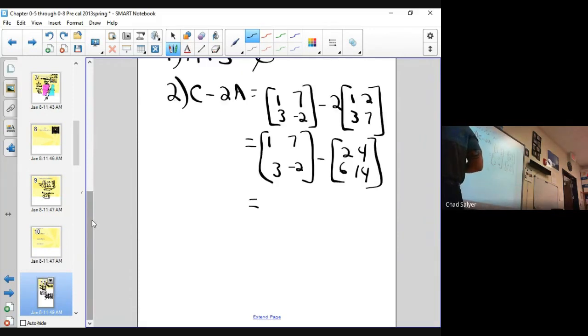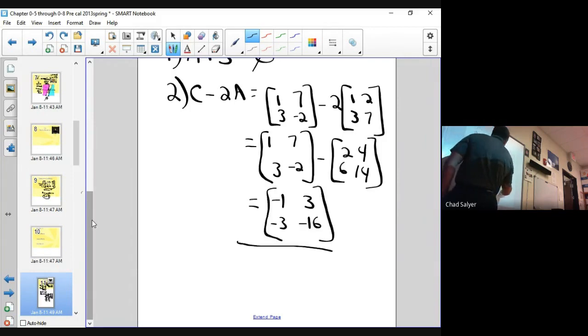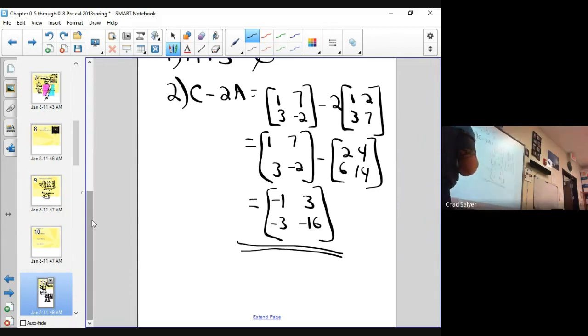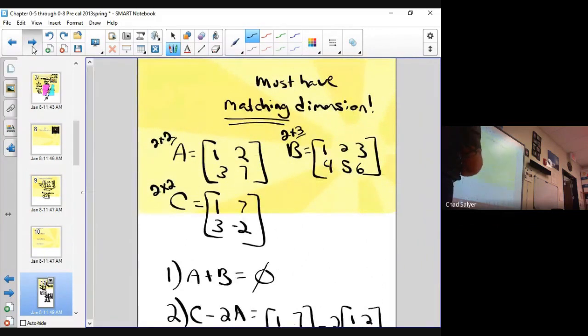And so now you add or subtract corresponding elements. 1 minus 2 is negative 1. 7 minus 4 is 3. 3 minus 6 is negative 3. Negative 2 minus 14 is negative 16. And you probably know how to do these in your calculator, but these were so simple, easier to do them by hand.